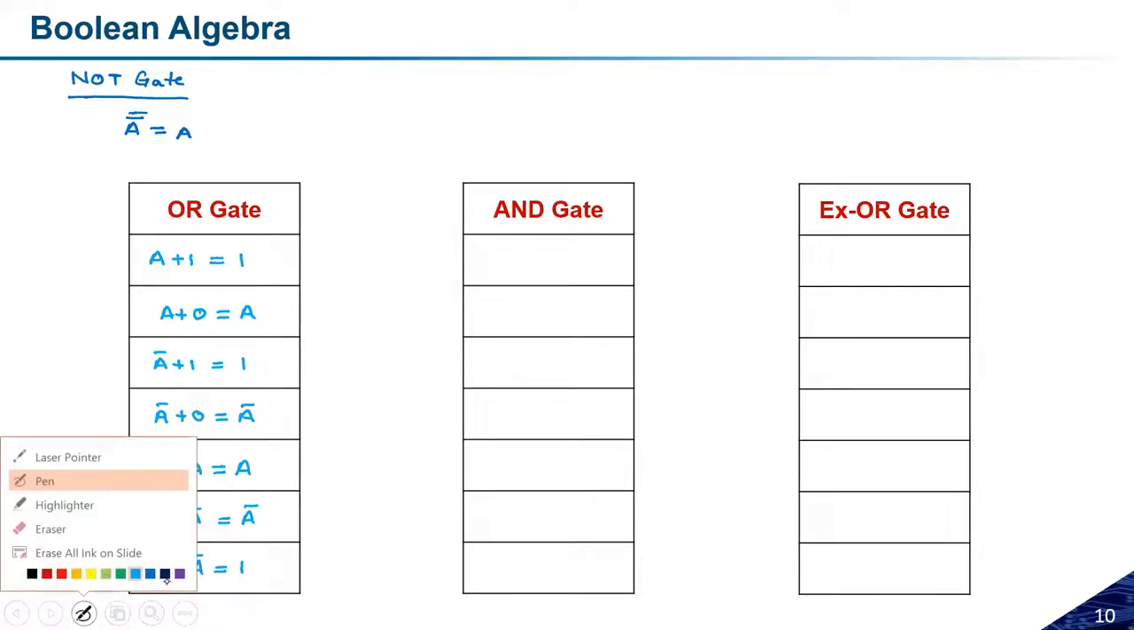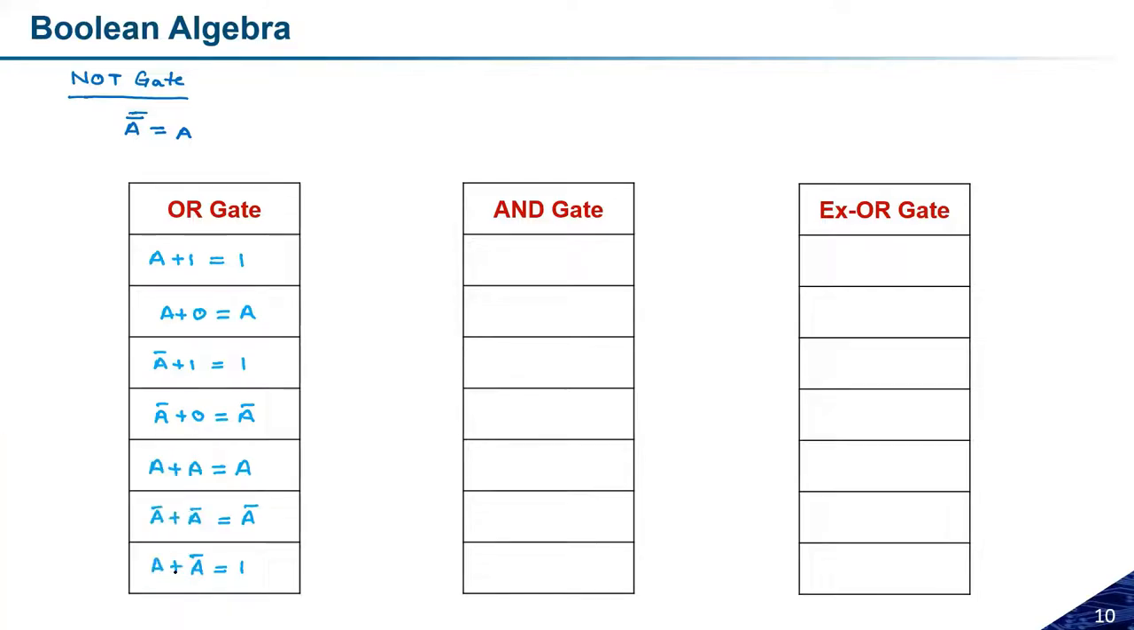Let us try to consider the same thing for the AND gate. Suppose I have A dot one. What will be the output? That depends on A only, because if A is equal to zero, then the one will not play a major role, right? So A will reflect the output. So that will be A.